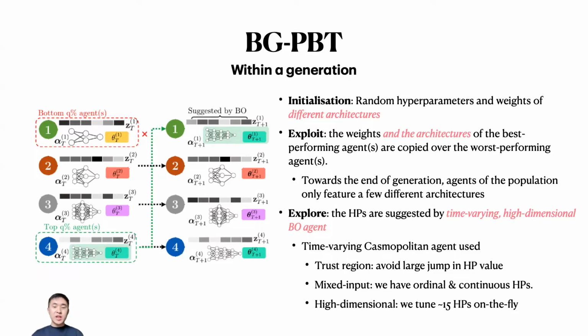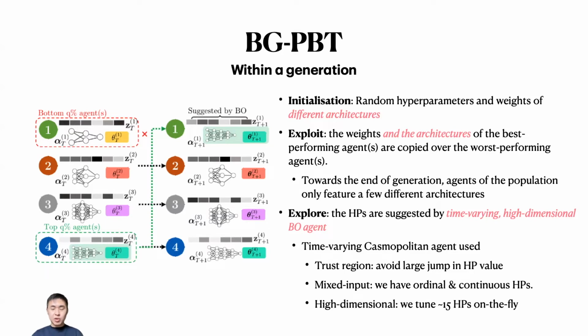And at the exploration step, the hyperparameters are not suggested at random, but instead we use a time-varying high-dimensional BO agent. We use a time-varying CoCaBO-style agent, which is a state-of-the-art method in mixed-space high-dimensional Bayesian optimization. It has three key features. Firstly, it has trust regions. This means all new hyperparameters will be proposed in a close neighborhood to the best hyperparameters seen so far. This avoids large jumps in hyperparameter value, which could lead to instabilities in reinforcement learning.